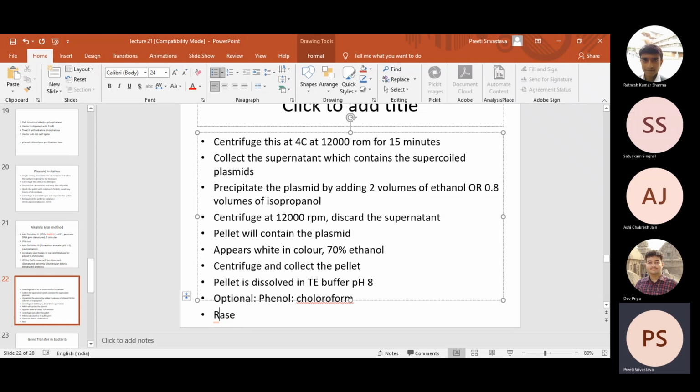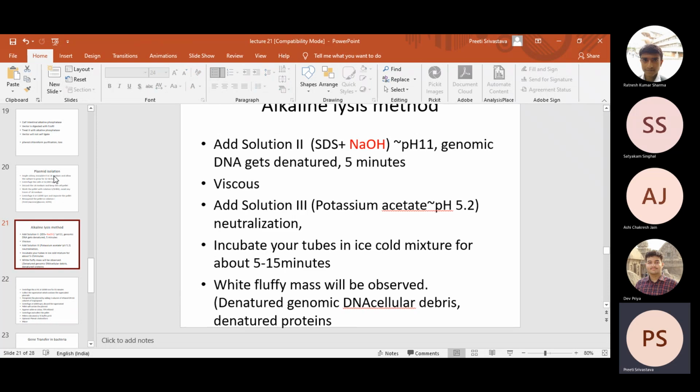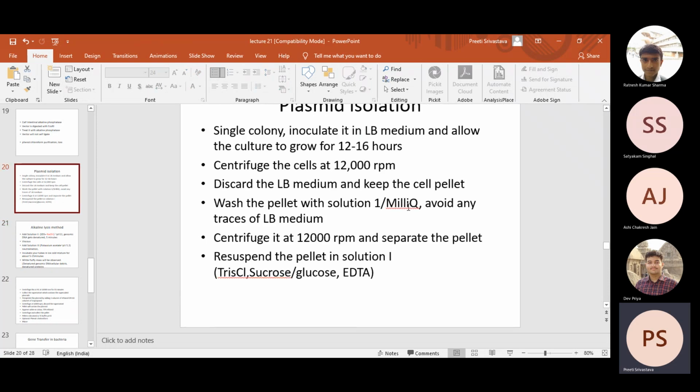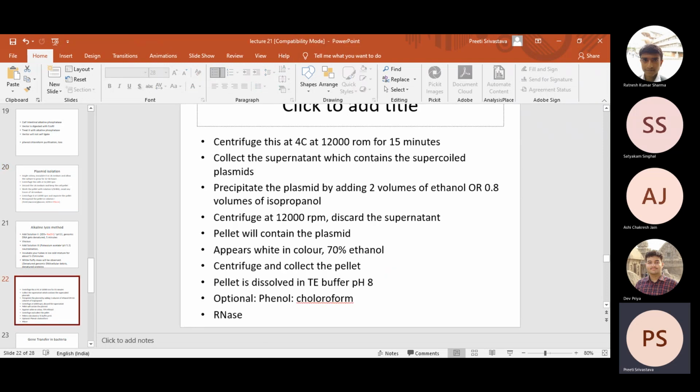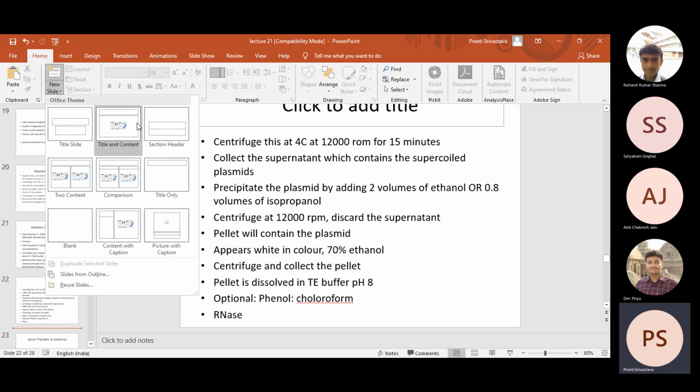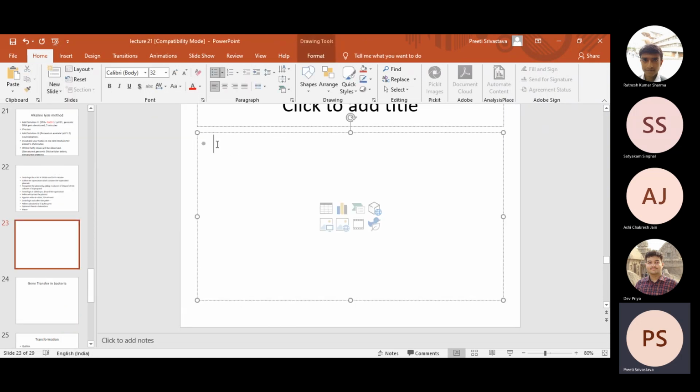So this RNase step can be performed either towards the end, or many a times in solution one itself people add RNase over here. So this is actually again user defined. You will find some protocols where RNase treatment is done in the first step, whereas in others they isolate the plasmid and then treat it with RNase. Okay, so once you have performed the plasmid isolation, then you can analyze it.